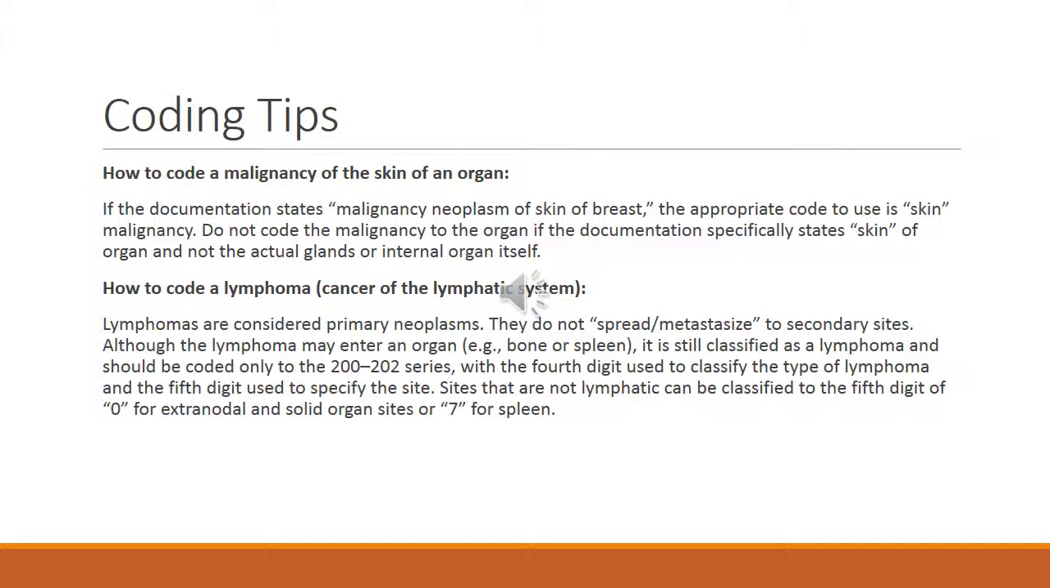Okay, how to code a lymphoma, which is a cancer of the lymphatic system. Lymphomas are considered primary neoplasms. They do not spread or metastasize to secondary sites. Although the lymphoma may enter an organ such as bone or spleen, it's still classified as a lymphoma and should only be coded to the 200 to 202 series, with the fourth digit used to classify the type of lymphoma and the fifth digit used to specify the site. Now, sites that are not lymphatic can be classified to the fifth digit of 0 for extranodal and solid organ sites, or 7 for spleen.